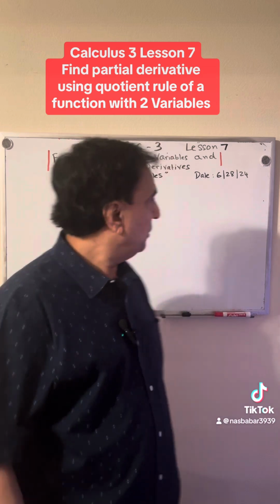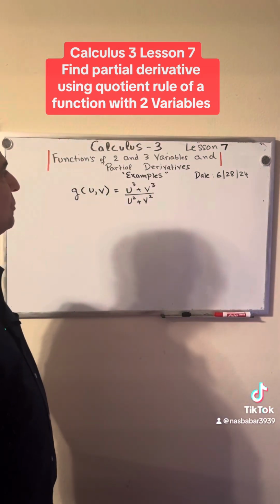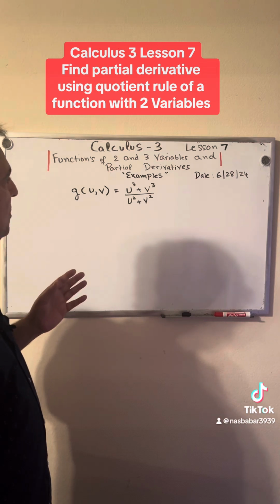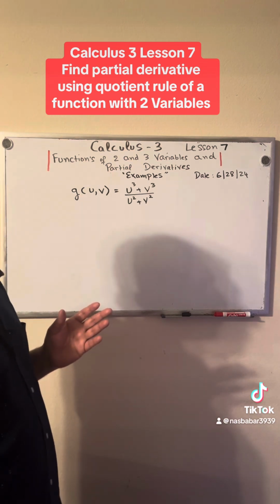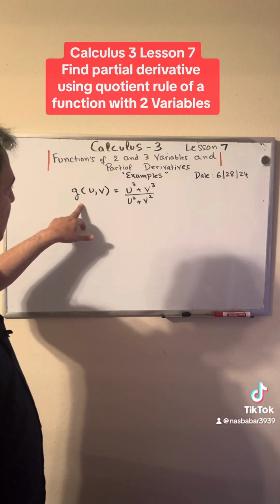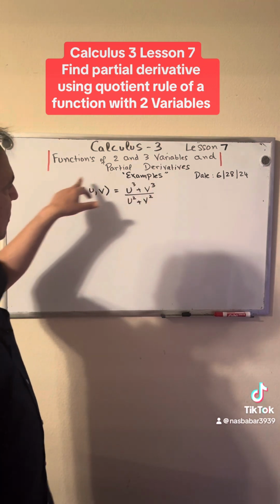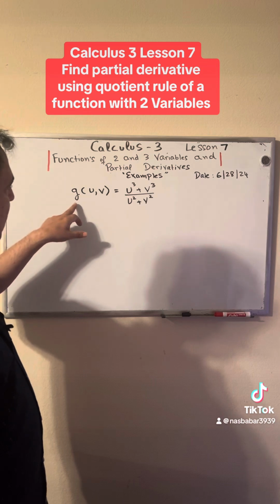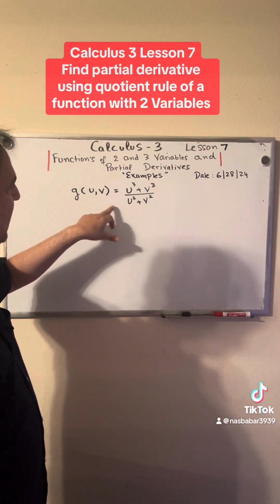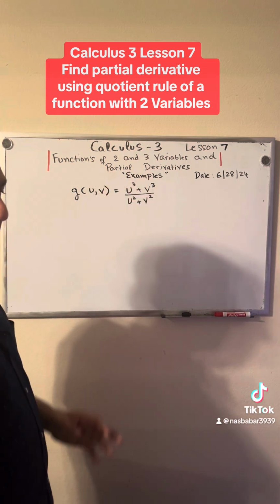Welcome. Today's topic of discussion is Calculus 3, lesson number 7, and we're going to solve a problem with partial derivatives of a function which has two variables. In the interest of time, I wrote this already on the board. You have a function g which has two variables, u and v, and this right here is the function.